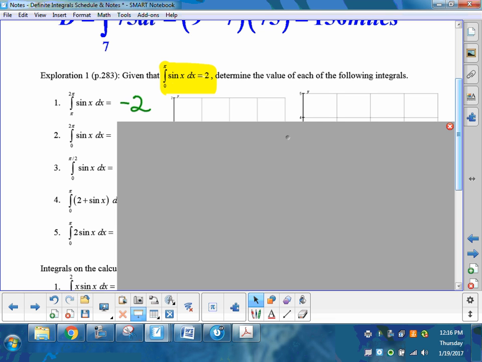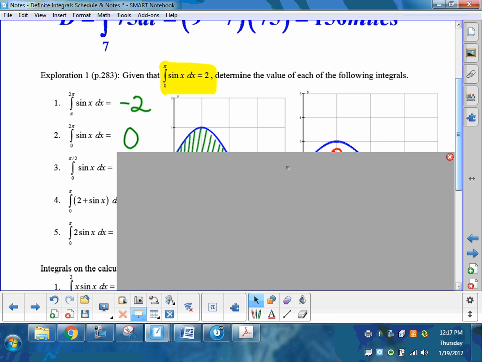Next one up. What about the area under the curve of sine from 0 to 2 pi? Who can tell me what that's going to be? You know that from 0 to pi is 2. What's the area from 0 to 2 pi going to be? 0. Why is it 0?